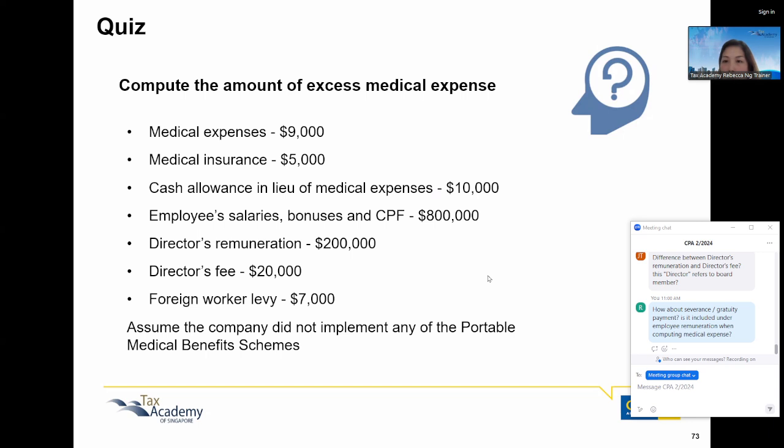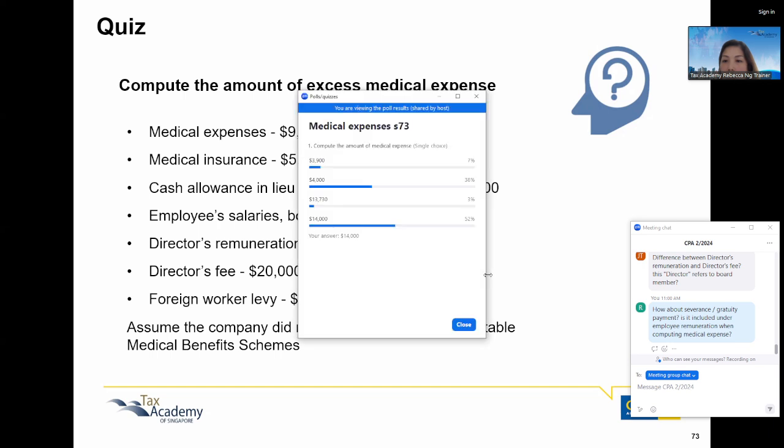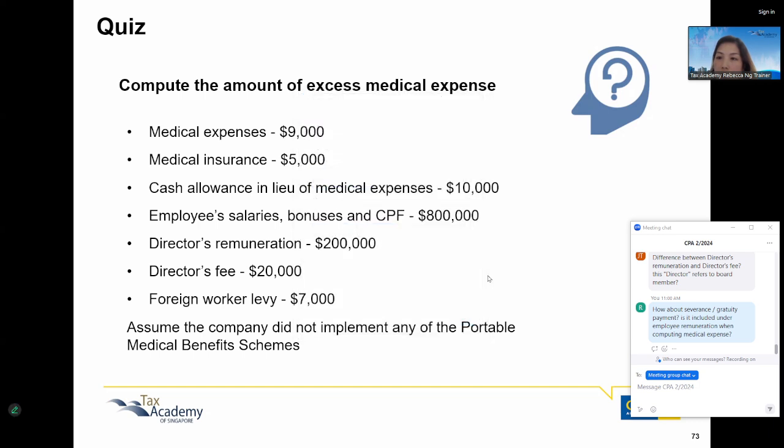Okay, I will end the poll and share the results. So the excess medical expenses is 14,000. Let's walk through this together.